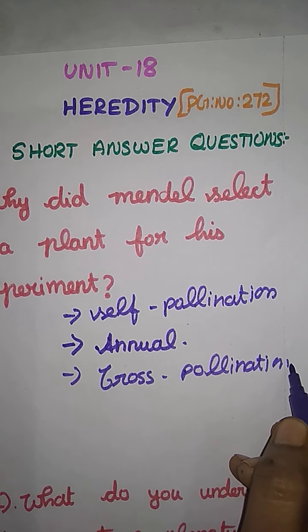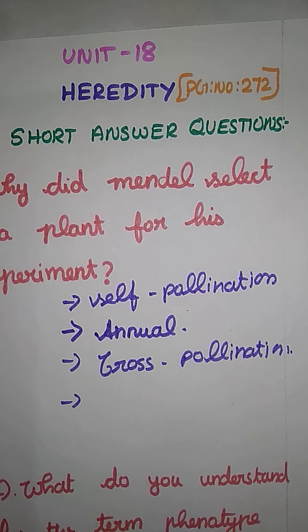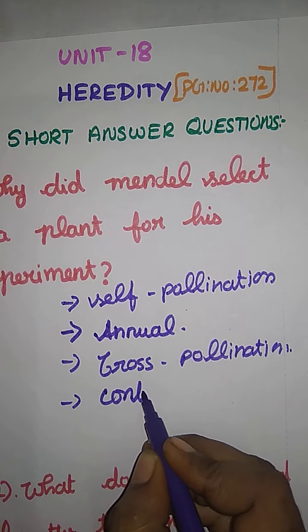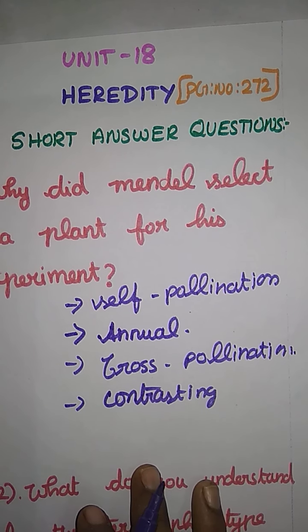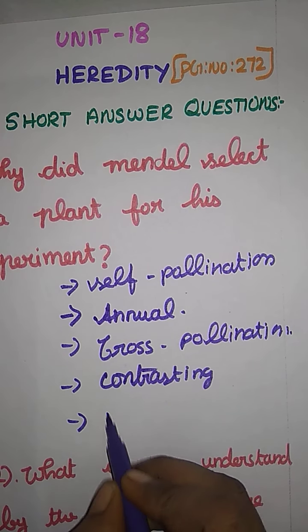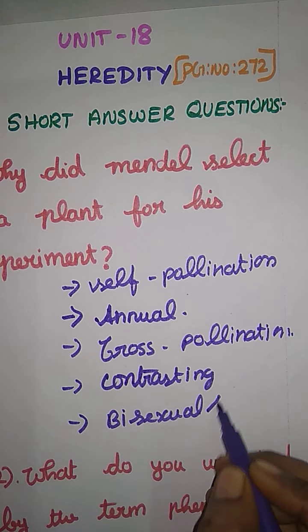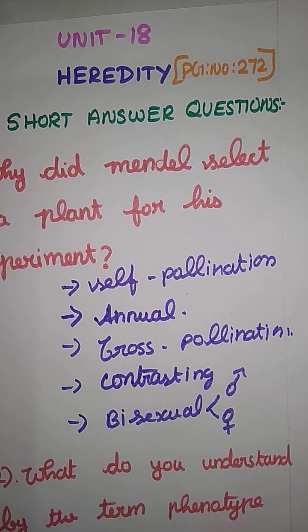And the next one is distinctly contrasting characters. Contrasting character, which means what? They have different characters in the same plant. That is a contrasting character. Okay, and the next one, flowers are bisexual. What is bisexual? Both male and female parts are present in a single plant. Okay, that is bisexual.